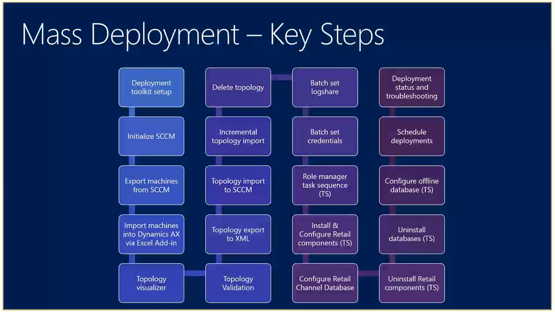What that means is, if you did an initial import of your topology into System Center Configuration Manager, the role manager task sequence will parse through that topology and it will determine, okay, on computer X, we need to install component A and component B.